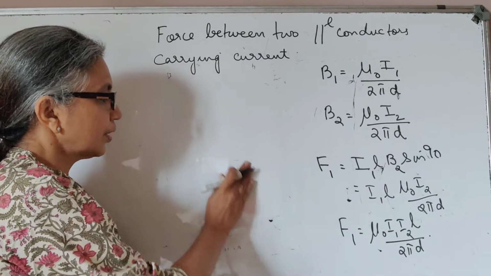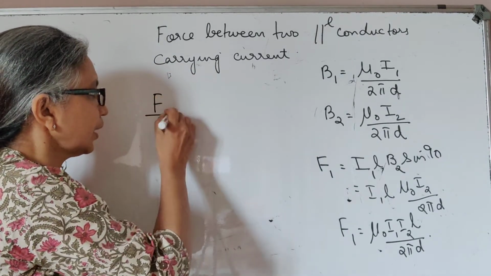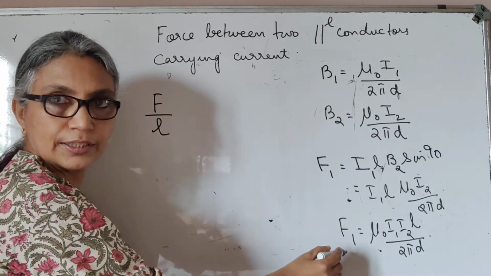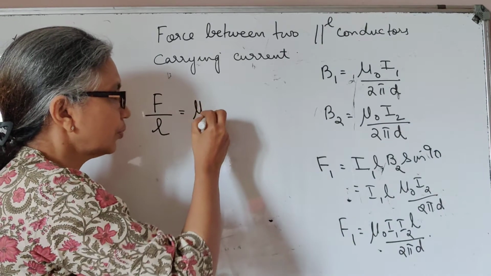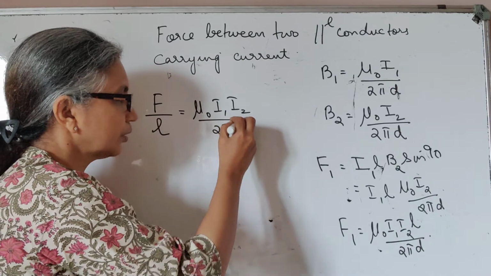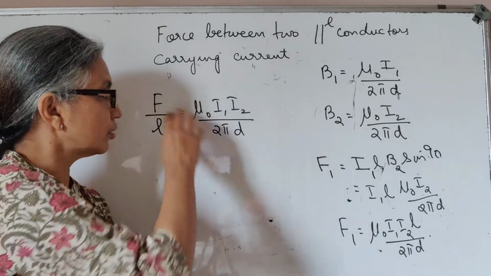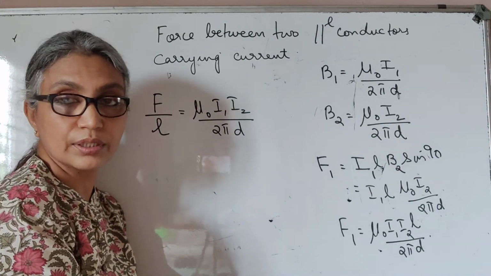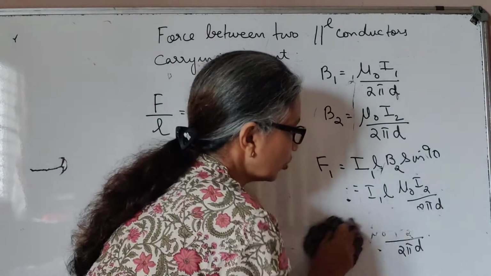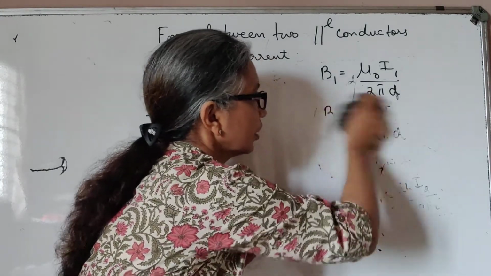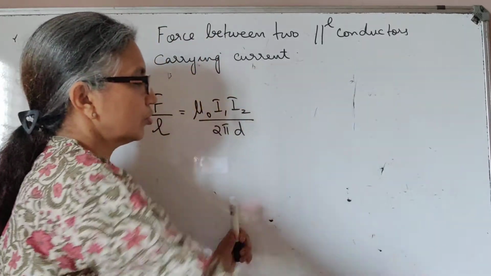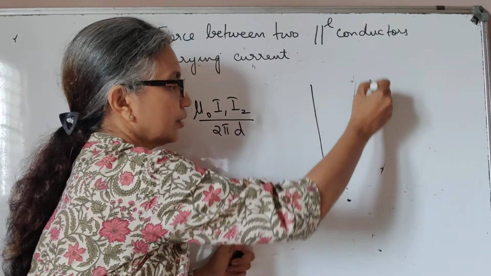The force formula I am rewriting here, F by L, which means I have brought this L to the denominator on the left side here, will be equal to mu 0 I1 I2 by 2 pi d. Right. So F1 and F2 are the same. So force per unit length on either of the conductors will be mu 0 I1 I2 by 2 pi d. Now we are going to imagine that there are two conductors placed close to each other. That is, two conductors like this.